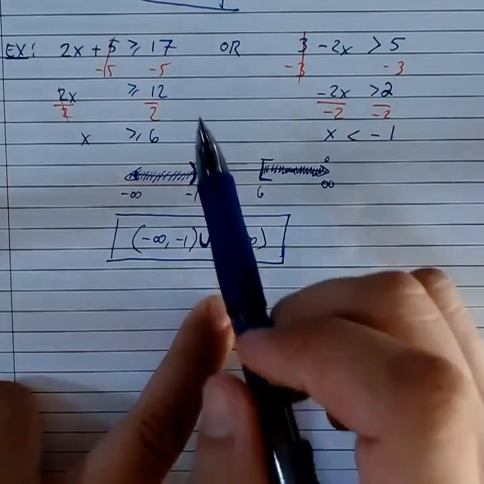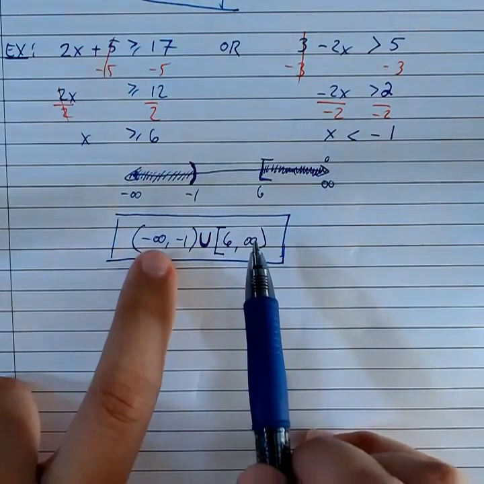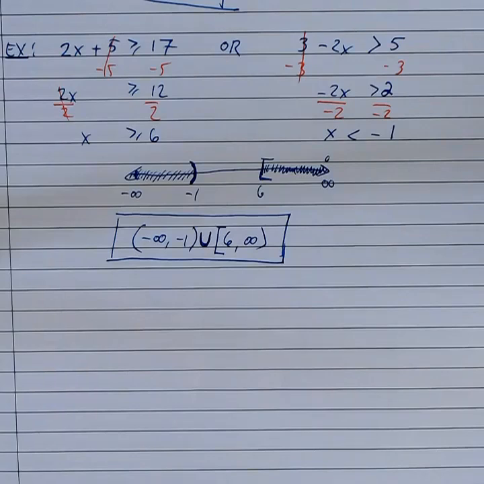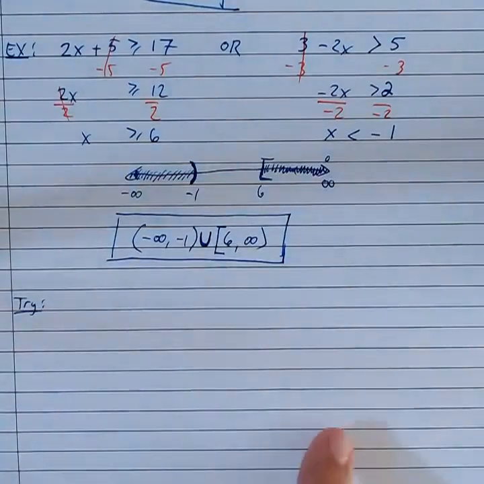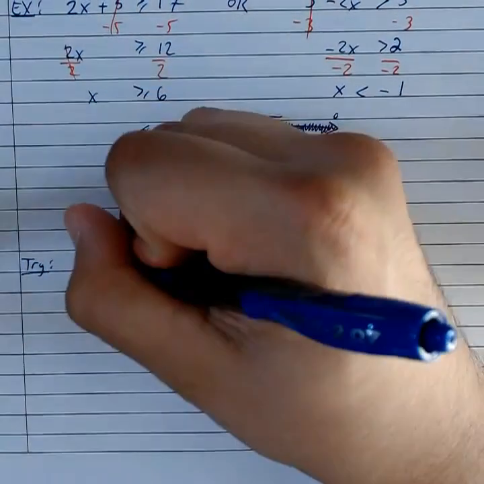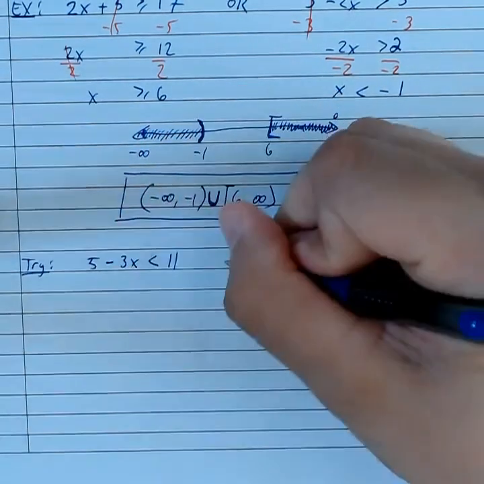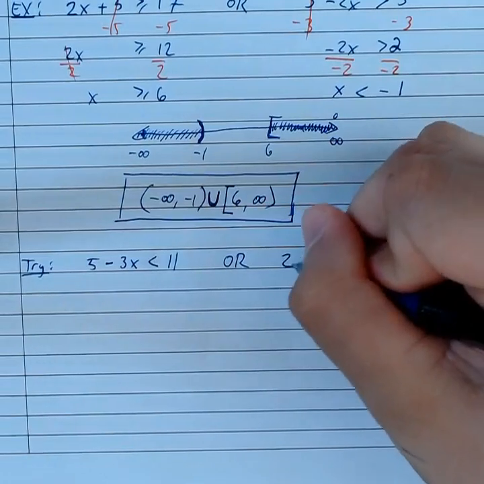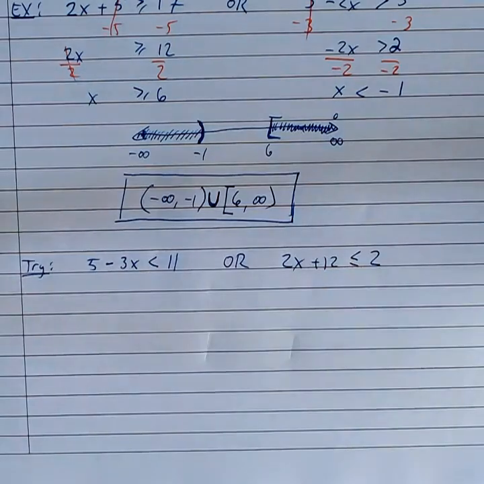All of the solutions that work either for this or for this. They don't have to work for both. As long as it works for one or the other, that's these right here. So go ahead and give this a try. Solve the compound inequality: 5 minus 3x is less than 11, or 2x plus 12 is less than or equal to 2. Go ahead and pause the video, solve the compound inequality, write the answer in interval notation, and once you're done, you can unpause the video and we'll go through it together.